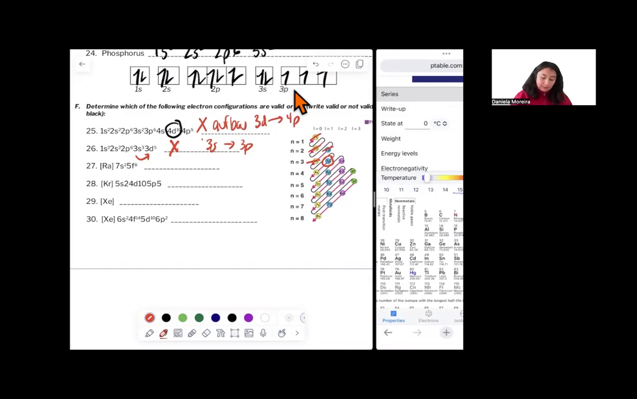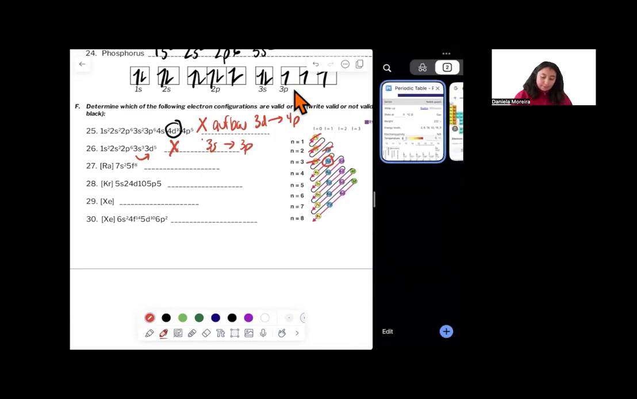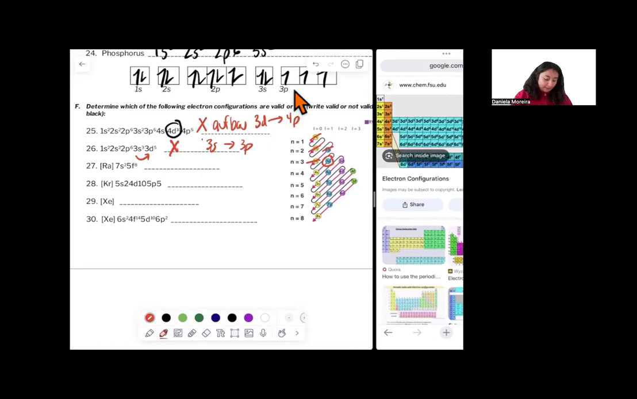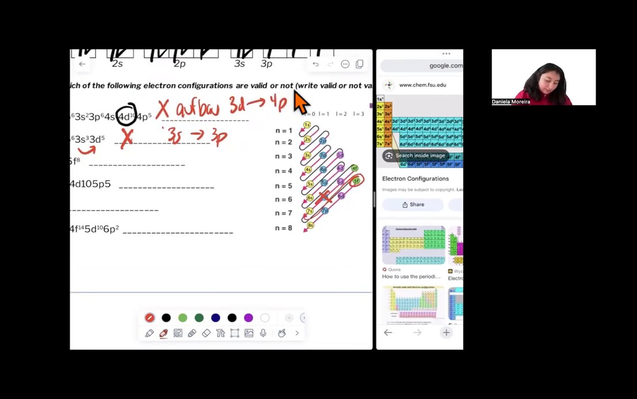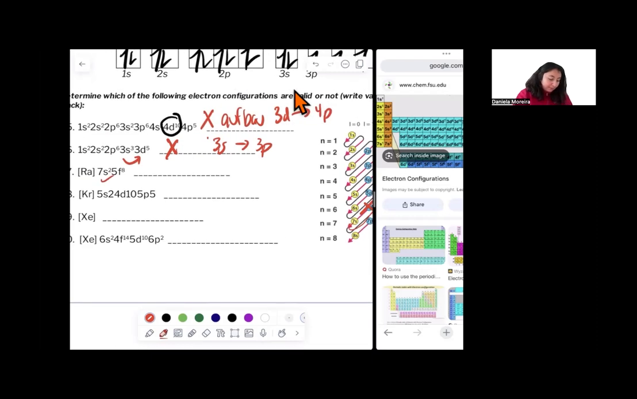Radon is here and it's in the 6p land. So let's just jump to 6p. 6p, then will be 7s. That's correct. After 7s, we go to 5f. This is wrong, so 7s goes to 5. Oh, wait, that is correct. 7s, 5f. So this is correct. Sorry, I misread that. This is correct because 7s then goes to 5f.